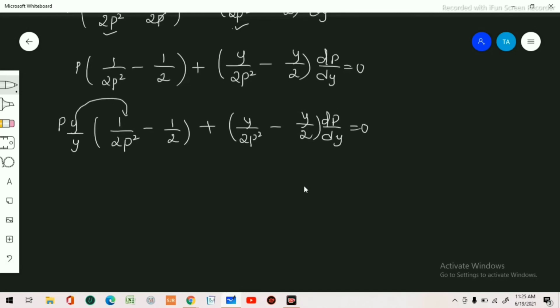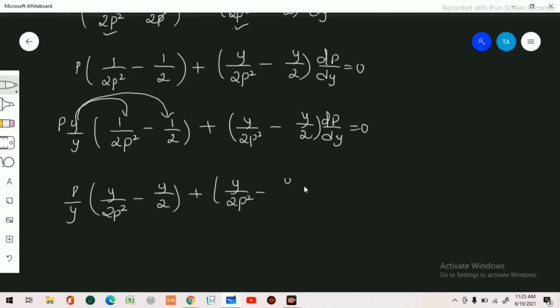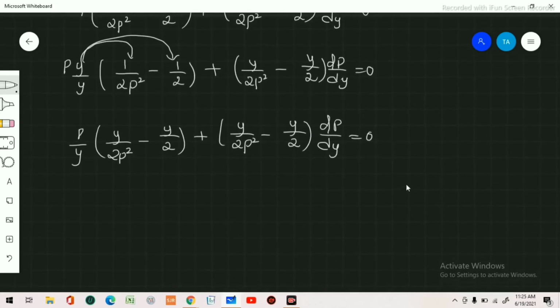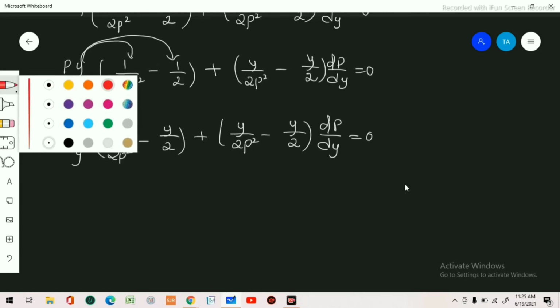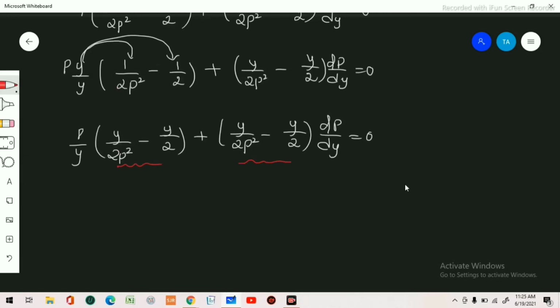Multiply this term here and again here. So what I'll get? p by y as it is. I'll get y by 2p square minus y by 2 plus y by 2p square minus y by 2 dp by dy is equal to 0. Now just check whether these two terms are equal or not. Equal, sir. They are equal.